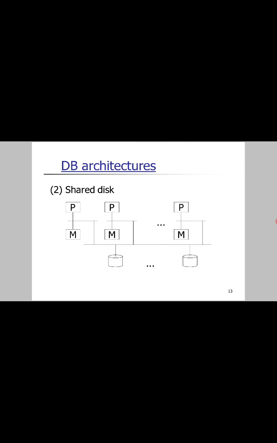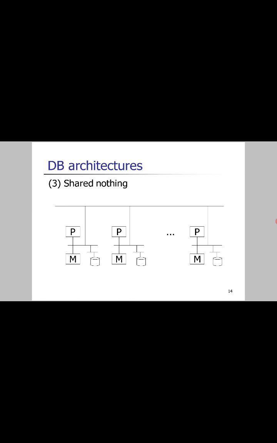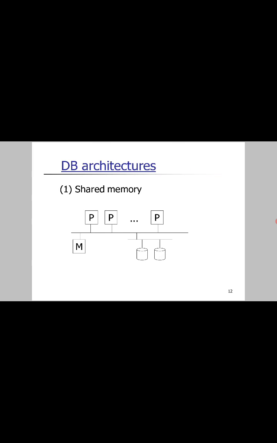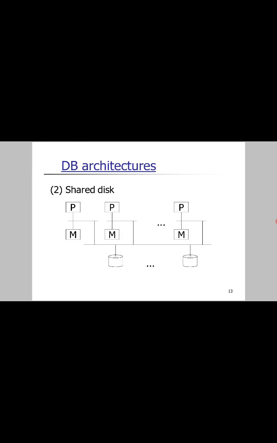In shared disk, we may share the same disk, the data or information like the hard disk, among multiple places and multiple locations. The second one is shared memory. Shared memory means we can also share the memory of the computer.